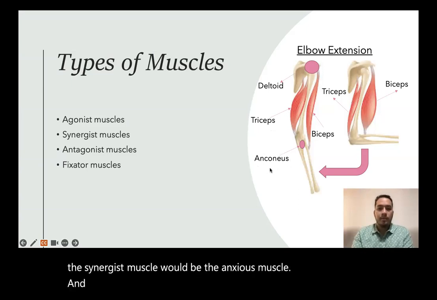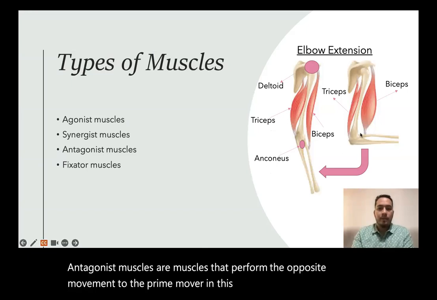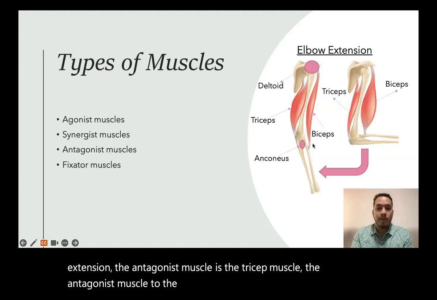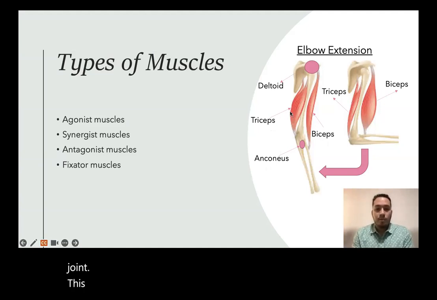Antagonist muscles are muscles that perform the opposite movement to the prime mover. In this example of an elbow extension, the antagonist muscle is the bicep muscle. The antagonist muscle to the tricep muscle would be the bicep. The agonist and antagonist muscles are on the opposite side of the joint. This applies to all muscle groups in the body.